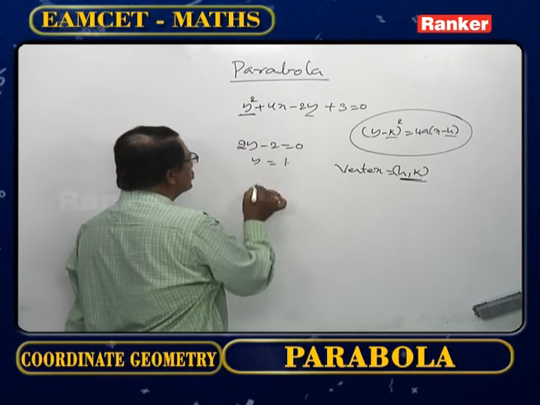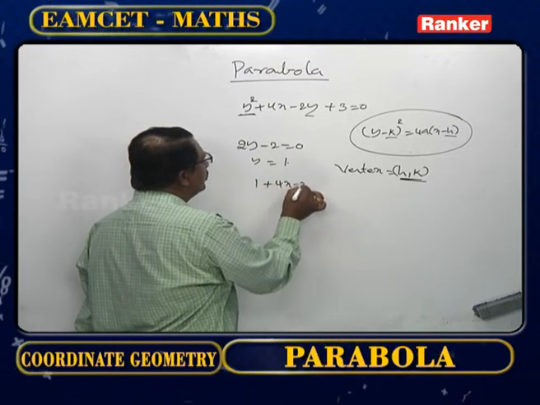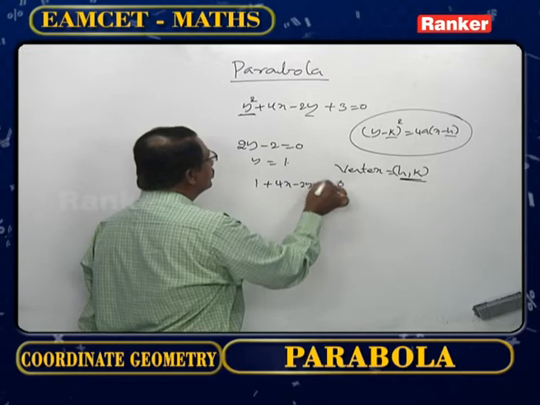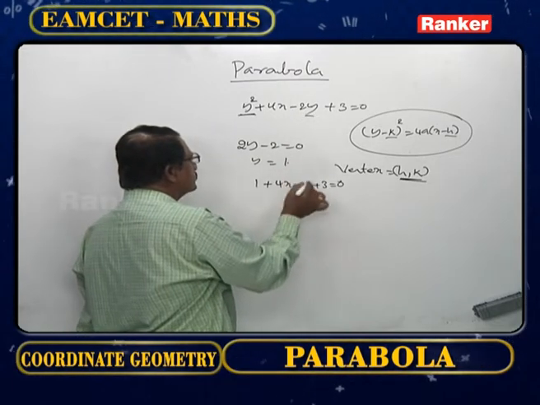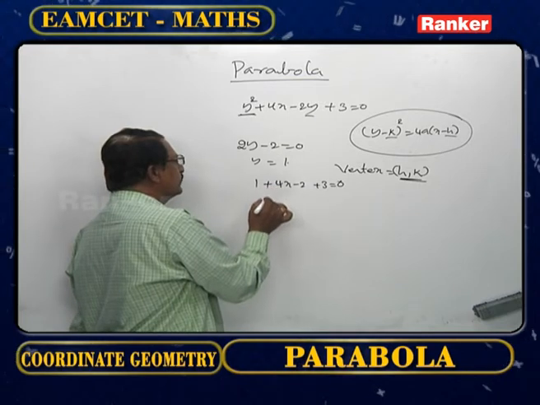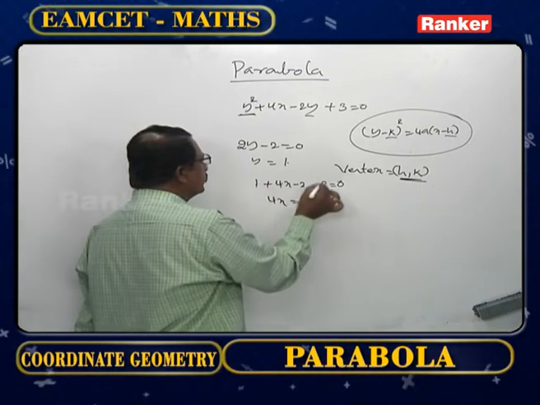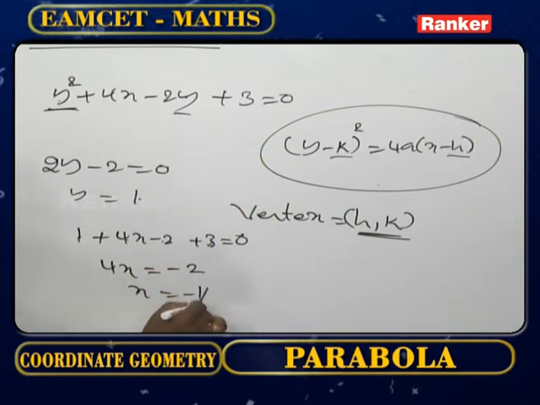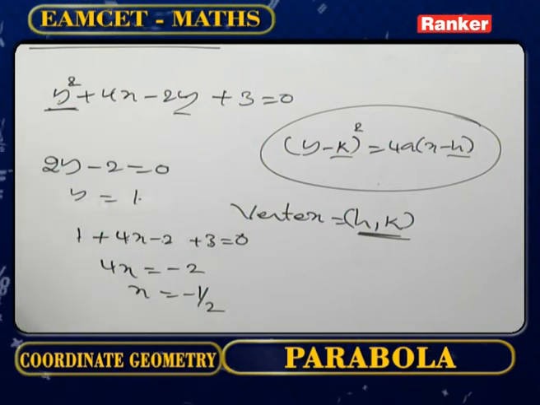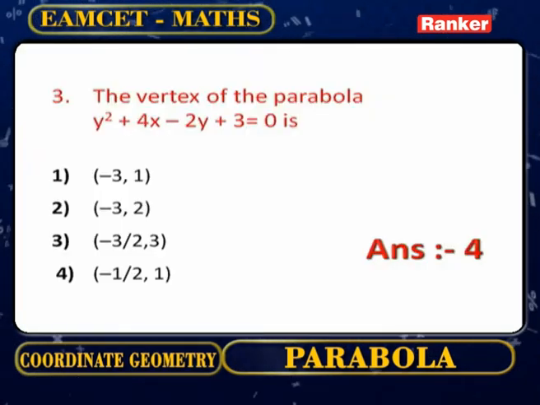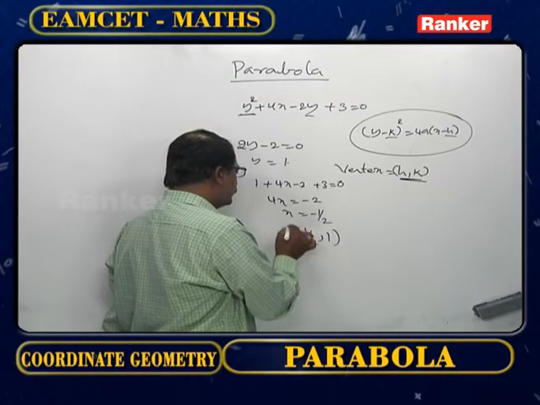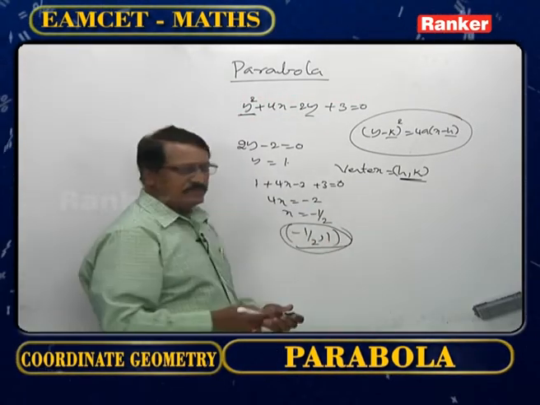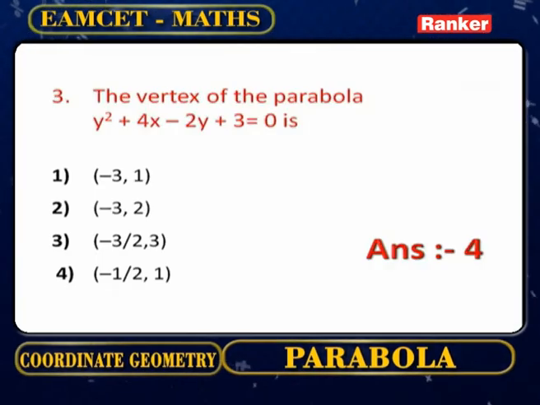Now y equals to 1, substitute: 1 plus 4x minus 2 plus 3 equals to 0. Now 4x equals to 1 plus 3, 4, minus 2, 2. Now minus 2, so x equals to minus 1 by 2. Now x equals to minus 1 by 2, y equals to 1. So (minus 1 by 2, 1) is the vertex of the parabola. Now the option is the fourth option.